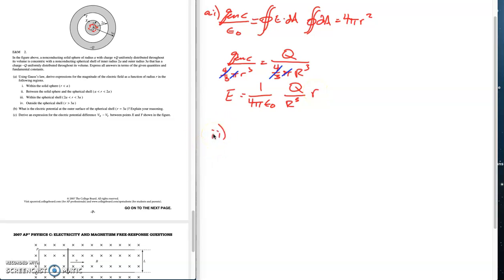For part 2, between the spheres. So if we draw our sphere, now between them we've enclosed all of the inner ball of charge and none of the outer ball. So Q enclosed is just going to be the total inner charge, and we have the same area. The electric field then is going to be 1 over 4 pi epsilon naught Q, and then our variable r is now going to be in the denominator, r squared.